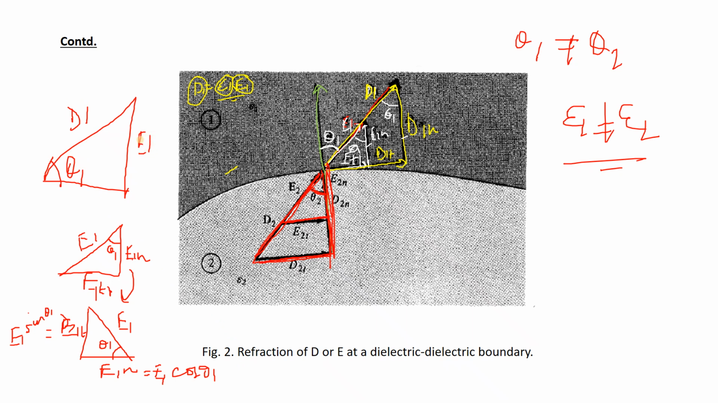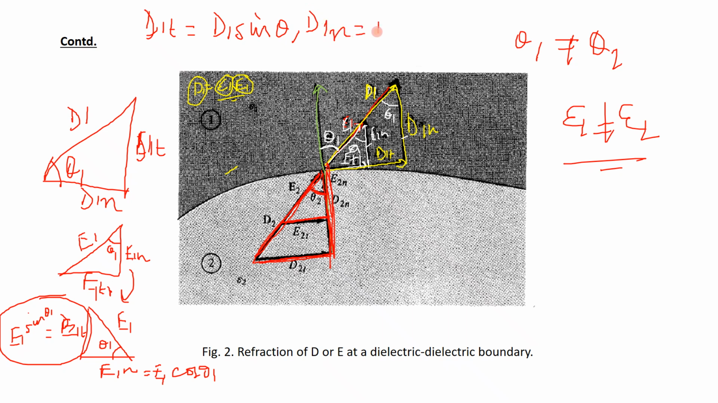Similarly, if this is theta 1 and this is D1, this is D1t, the tangential component, and this is the normal component. So D1t can be written, similar to this one, as D1 sin theta 1 and D1n as D1 cos theta 1.